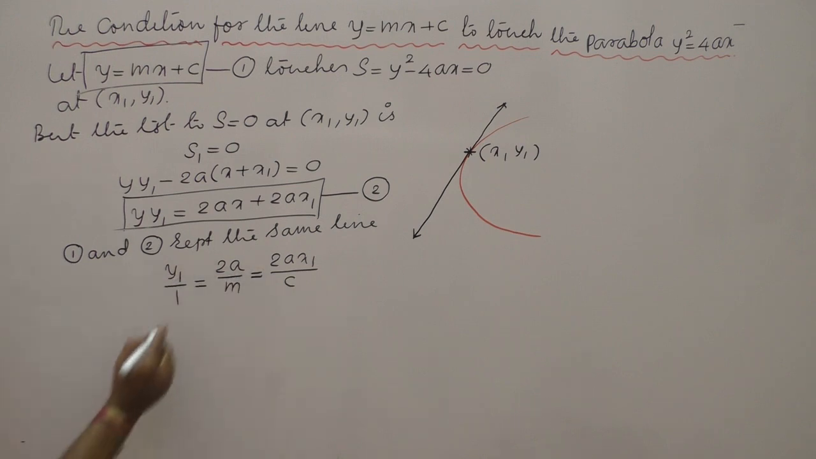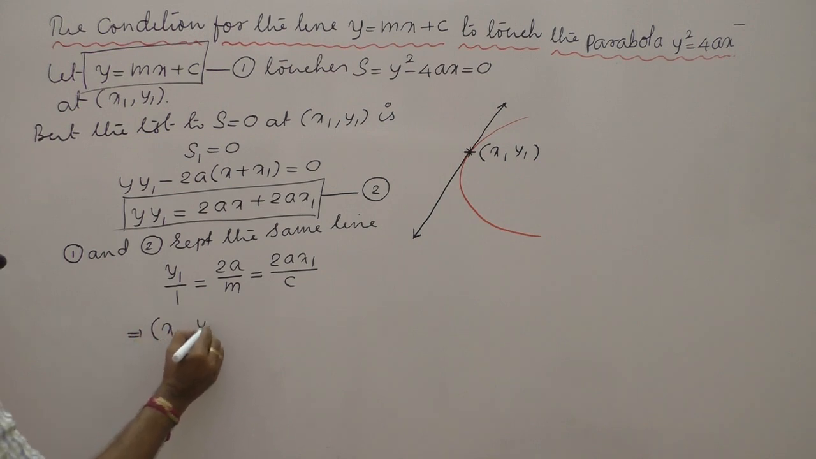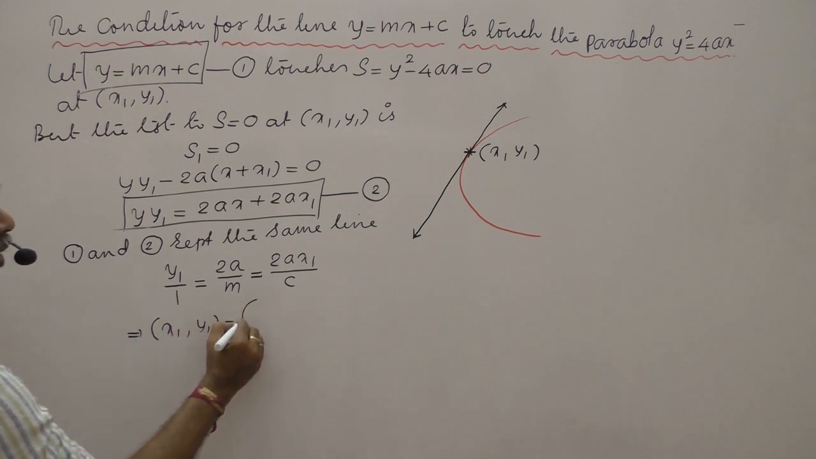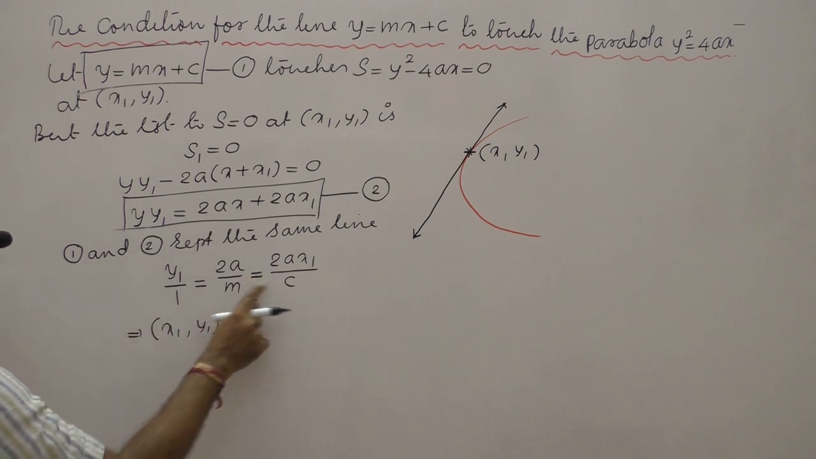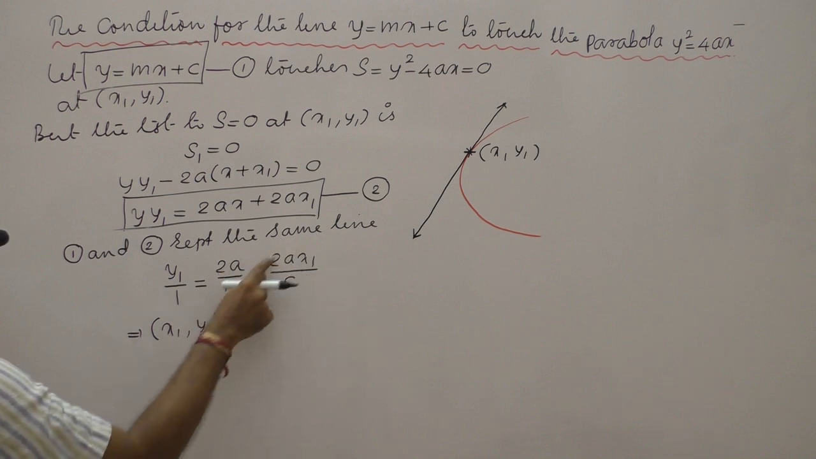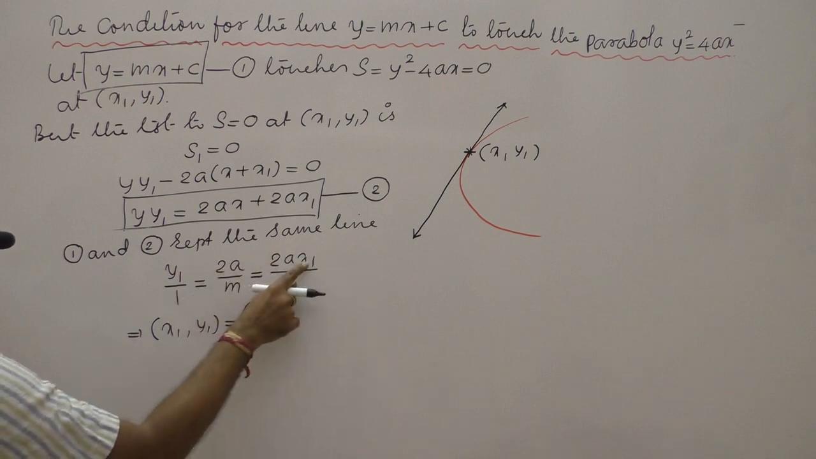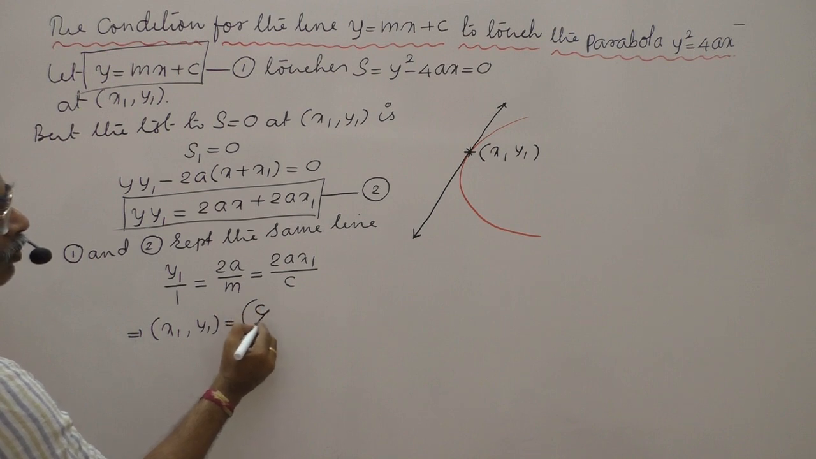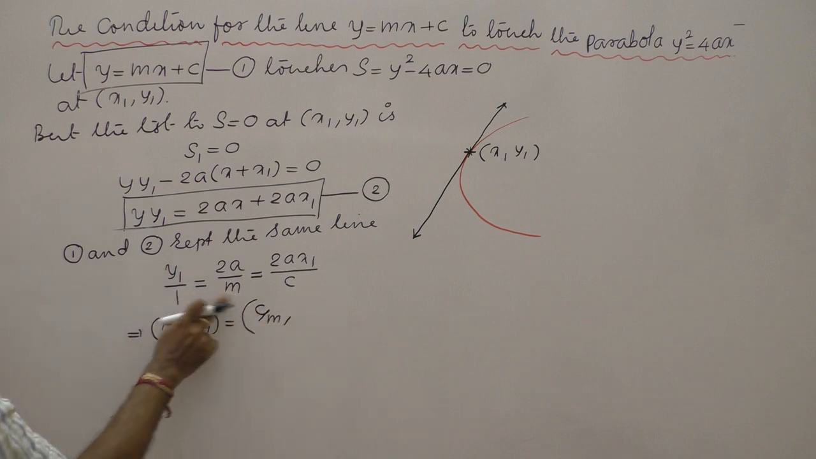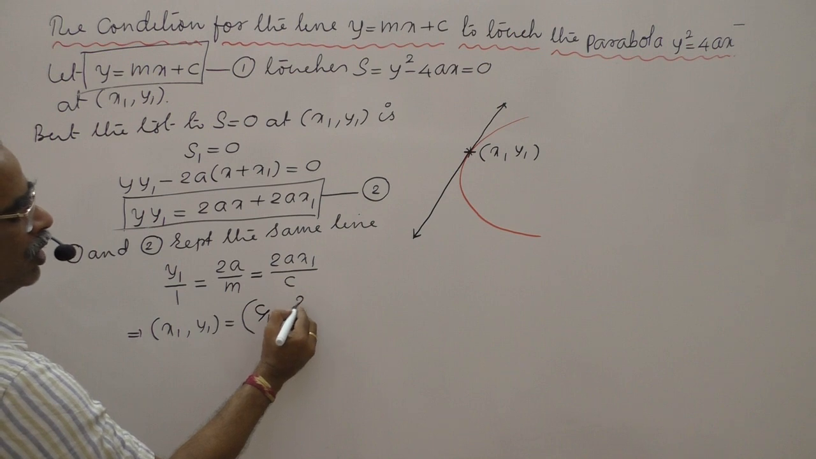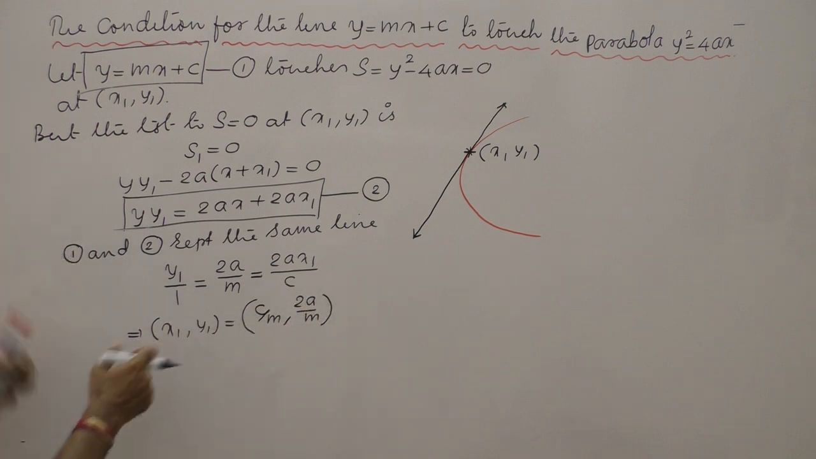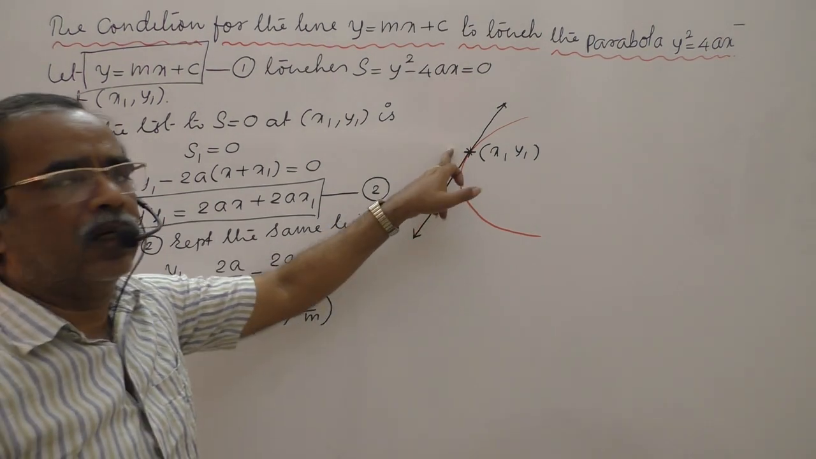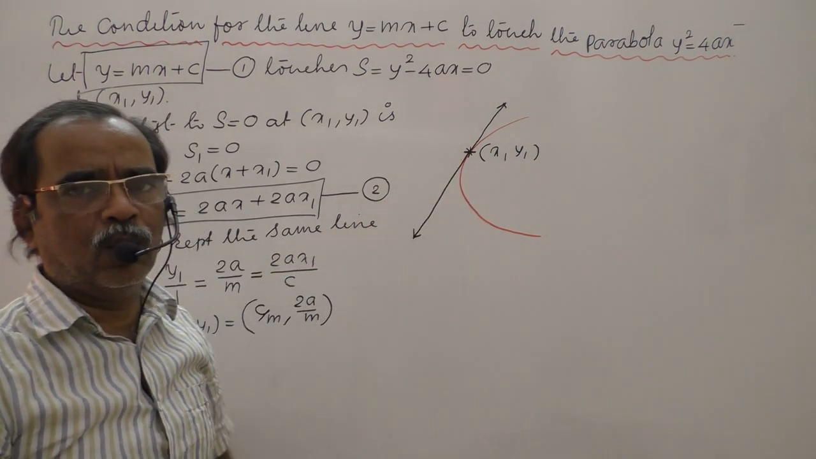So from this I will separate the x1 value and y1 value. That is, I am finding the point of contact. If you want x1, take this and this. 2a can be cancelled, c comes here, so x1 will be c by m. y1 by 1 equal to this, that means y1 is 2a by m. This is the point x1, y1 where the given line is touching the parabola.